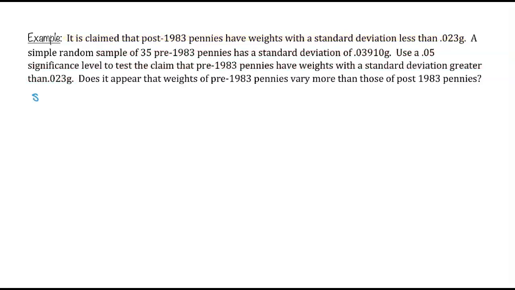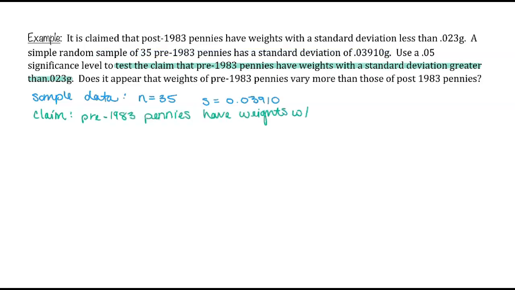We are given some sample data. We have a sample of size 35 with a sample standard deviation of 0.03910 grams. The claim is that pre-1983 pennies have weights with a standard deviation greater than 0.023. And writing this symbolically, the claim is that the population's standard deviation is greater than 0.023 grams. Now we are ready to determine the null hypothesis and alternative hypothesis.